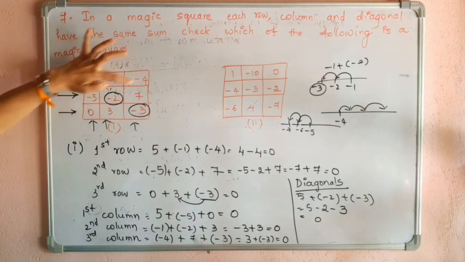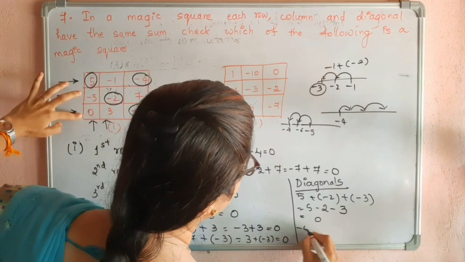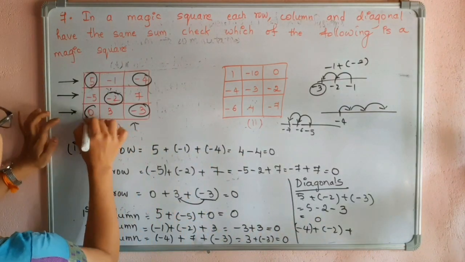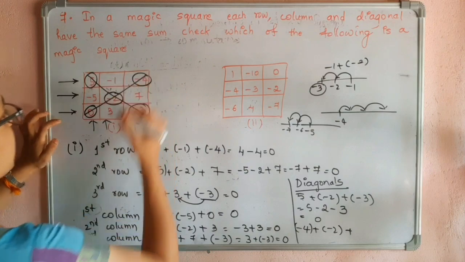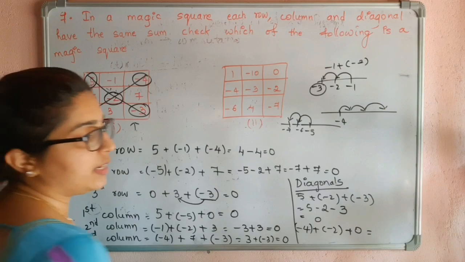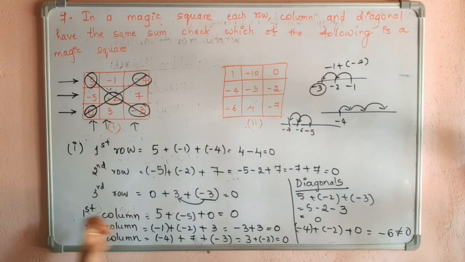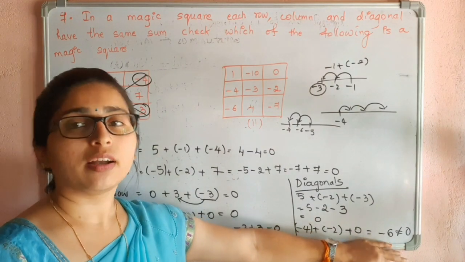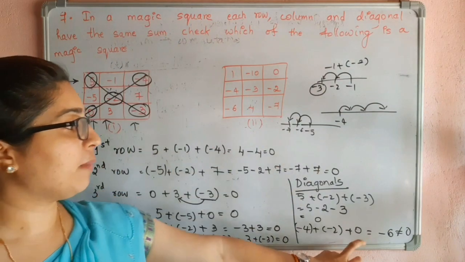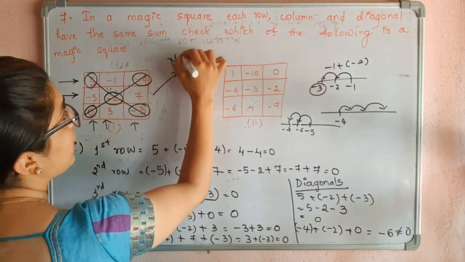Next is this diagonal: minus 4 plus minus 2 plus 0. First is this diagonal, second is this diagonal. So this gives you minus 4 minus 2, that is minus 6. This is not equal to 0. So the condition fails with this diagonal. They have told that everything should have the same sum, but I am not having the same sum. So this is not a magic square.